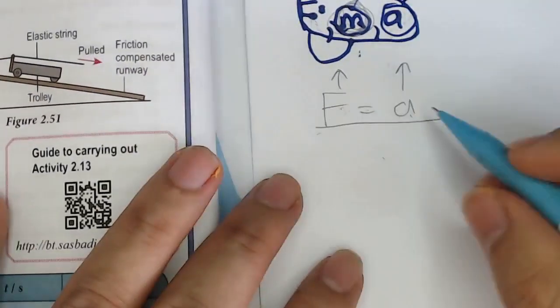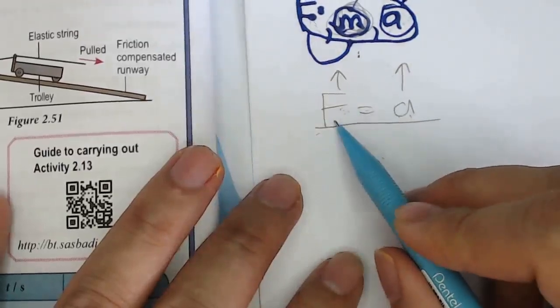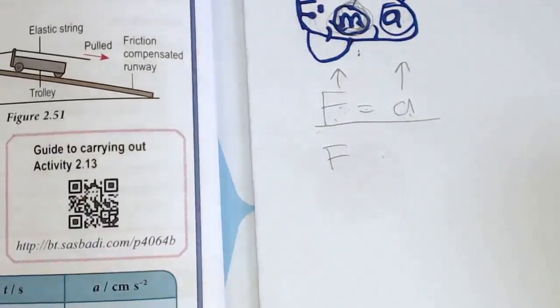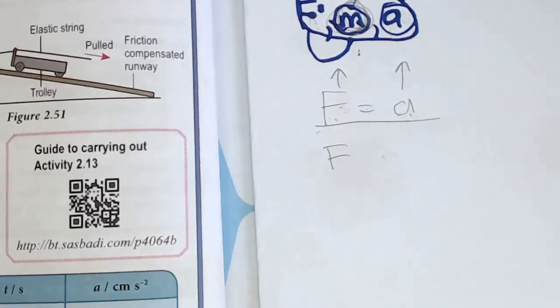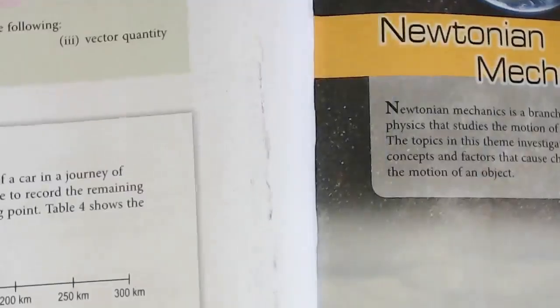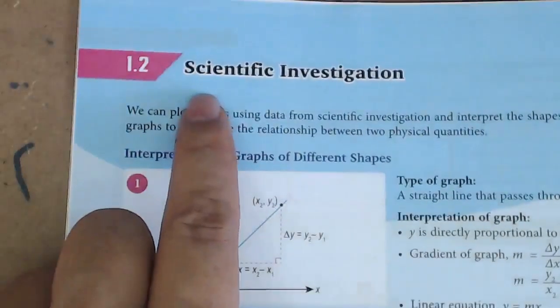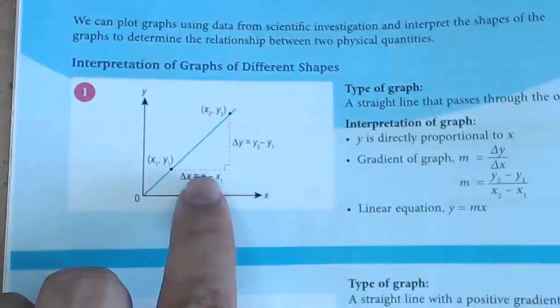Or we could say, what is the relationship between F and A? We can relate it as you learned before. Remember that one? How to make a relationship between the factors. Remember the word directly proportional. Directly proportional, inversely proportional, increase linearly, decrease linearly, increase and decrease. Remember, here it is, 1.2 scientific investigation.